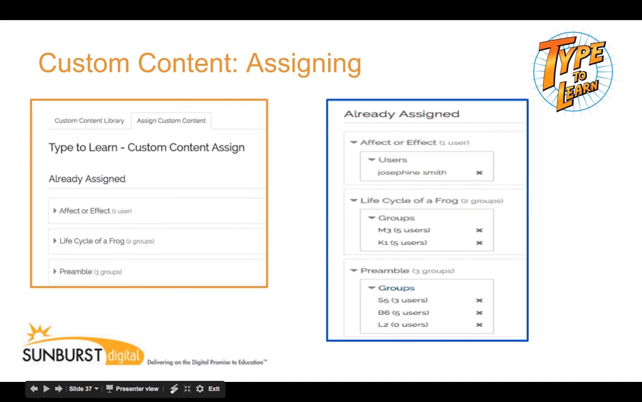The next tab over from Custom Content Library is Assign Custom Content. This is an example of some work that has already been assigned to students. And here is an expanded form. You can see that only one user was assigned this piece of content, where multiple groups were assigned these other pieces of content.